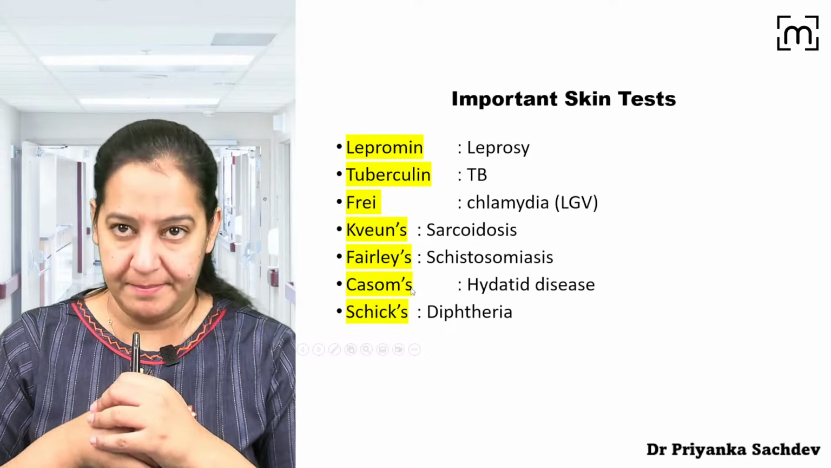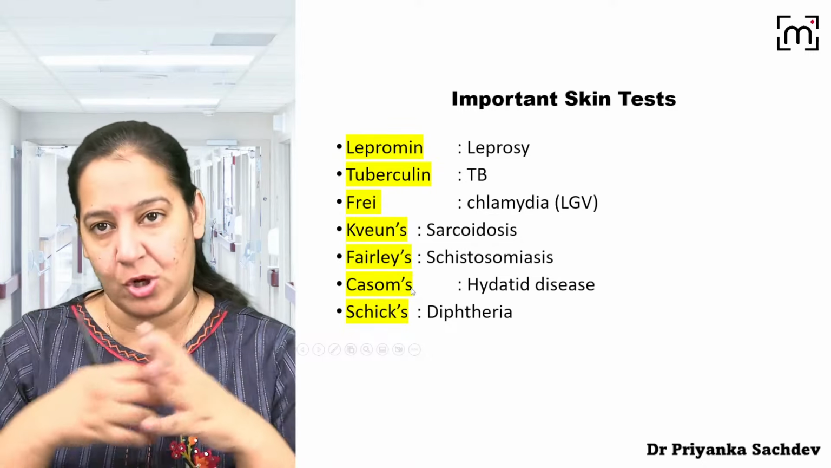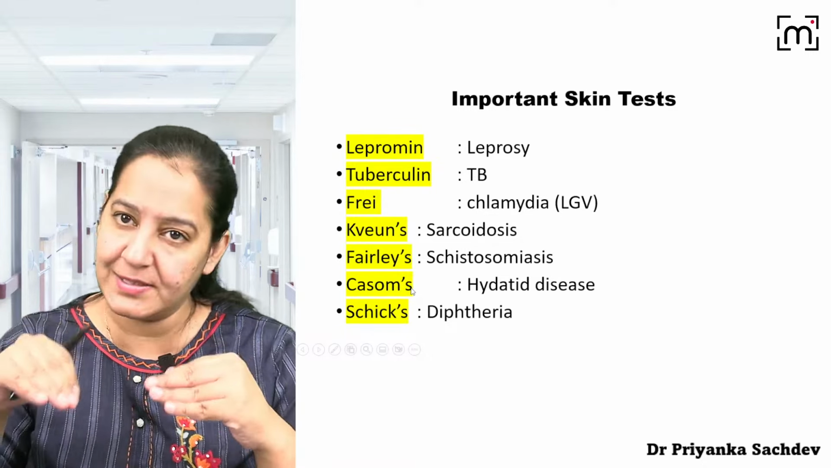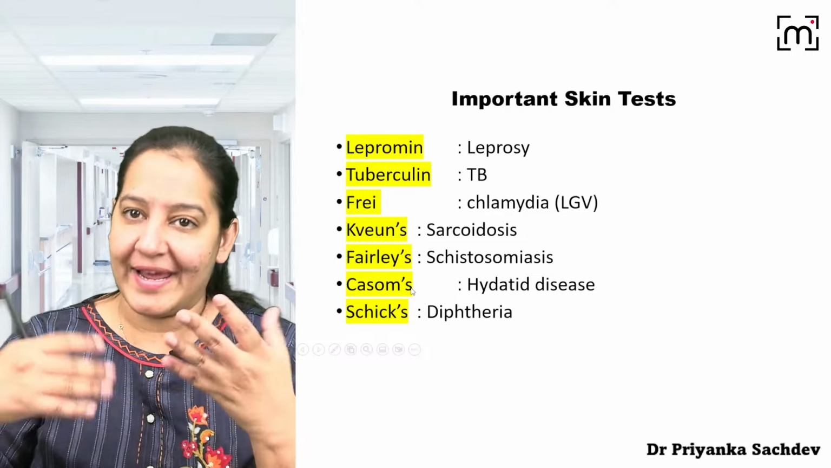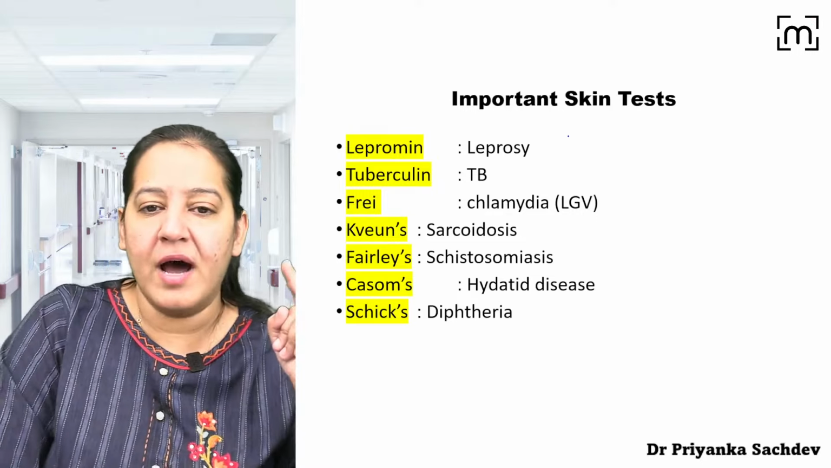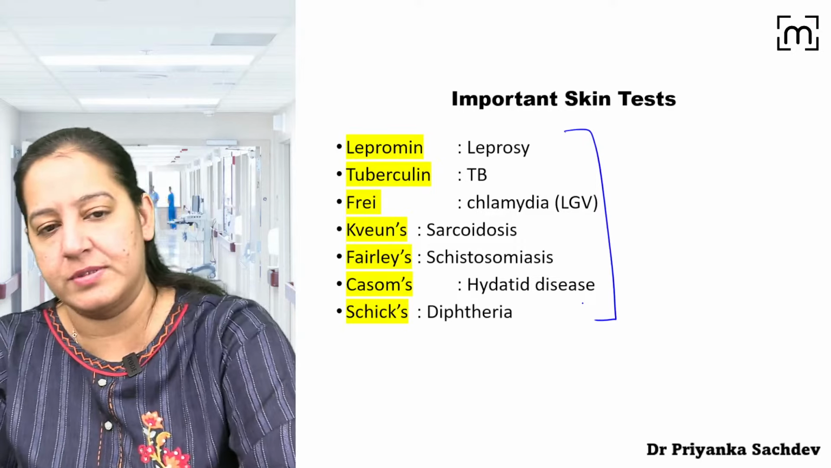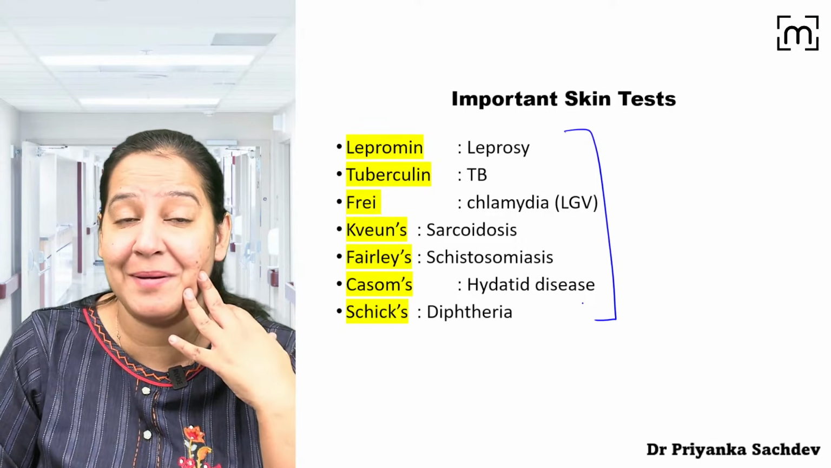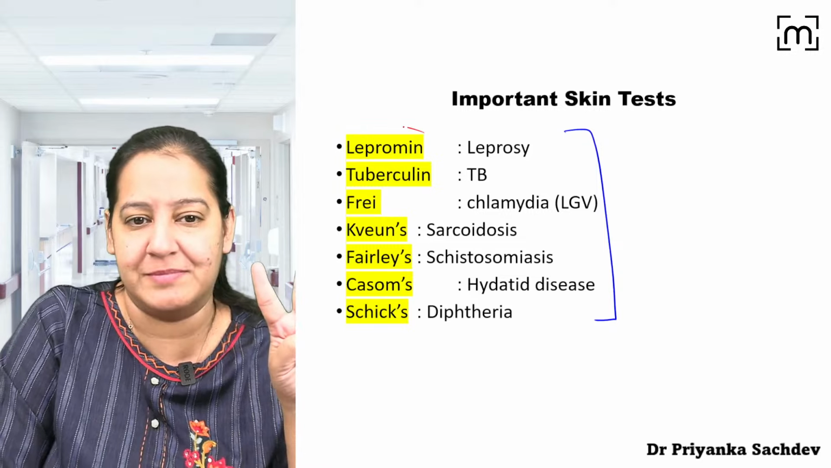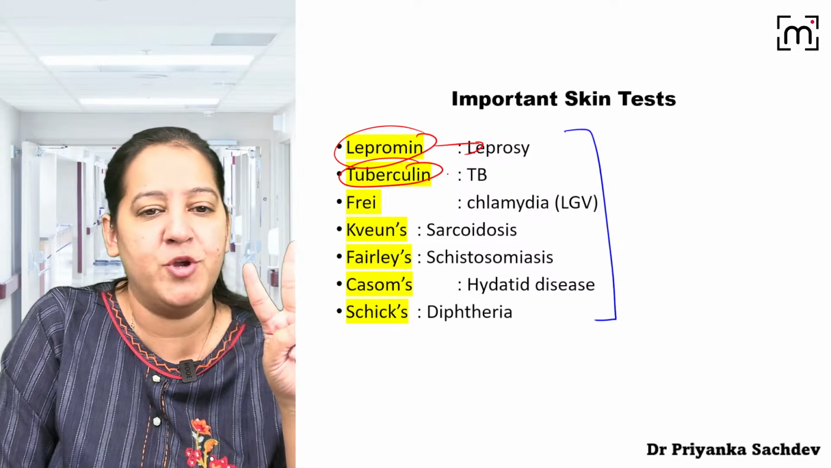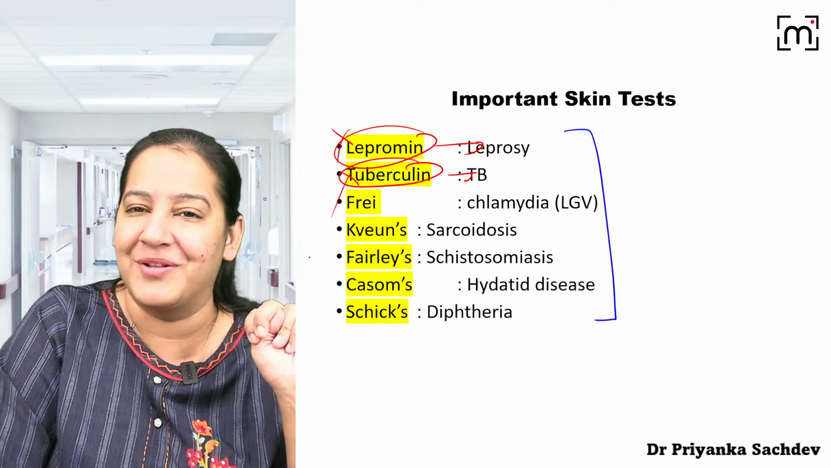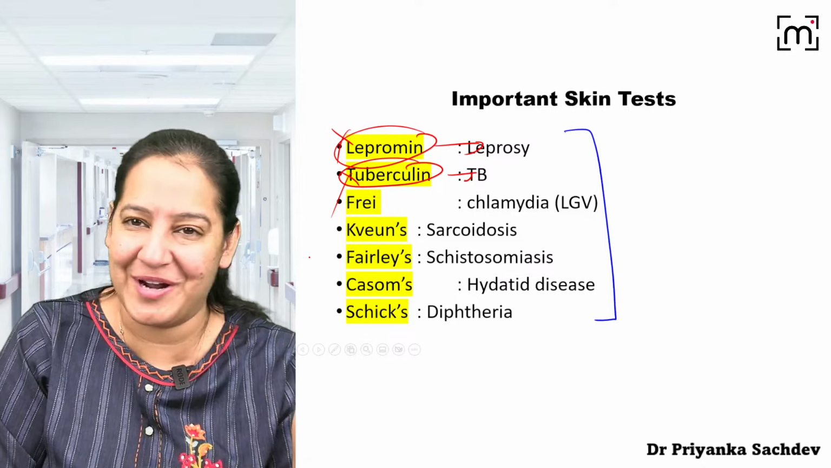Now, in between the mnemonics, there are some lists also. So I have put all those important lists also in this PPT. Later on, I can share the notes, right? Now, these all are skin tests. These two everyone knows. If I ask you how many skin tests in microbiology, you will say two names. Lepromin test for leprosy and tuberculin for TB. But MCQs don't come on this, frankly. They are very easy MCQs, they don't come in your exam.